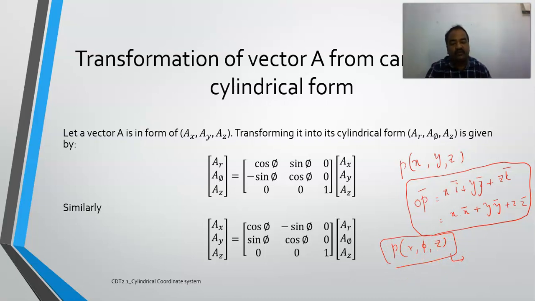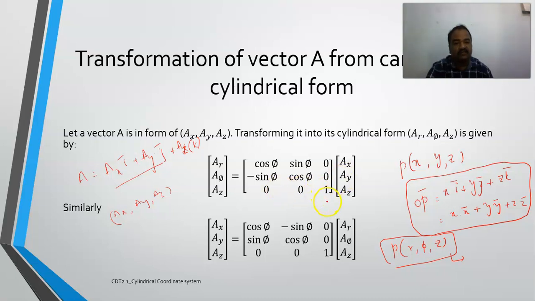So whenever you have a vector of this format, ax into i bar plus ay into j bar plus az into k bar, I can't directly take it as ax comma ay comma az and apply the formula which we have seen in the last class. Those relations which we have done so far refer only to points, not to vectors. So how to convert these vectors into cylindrical format? How to transform these vectors from one coordinate system to another?